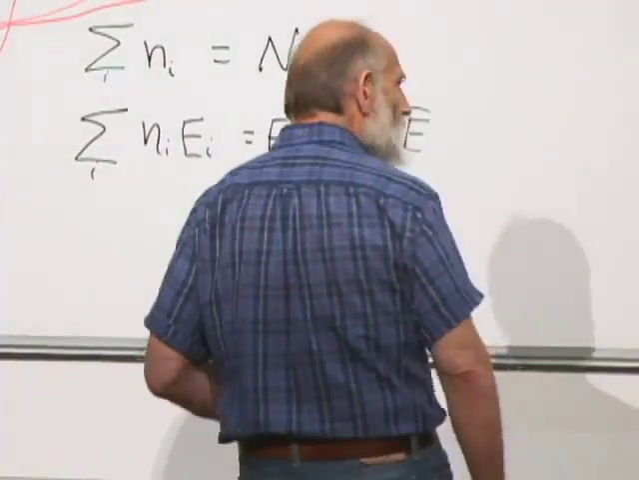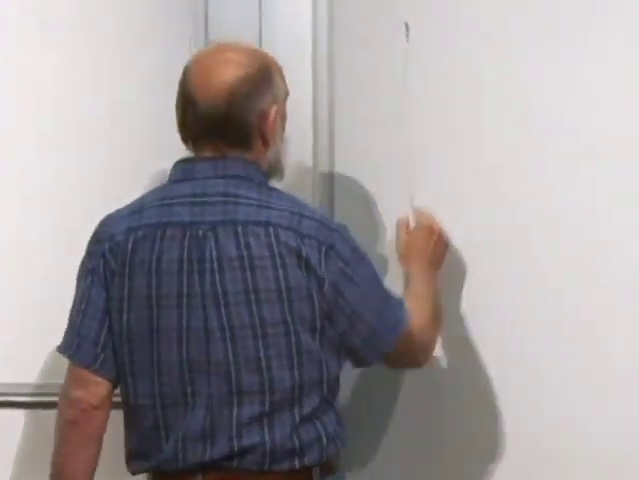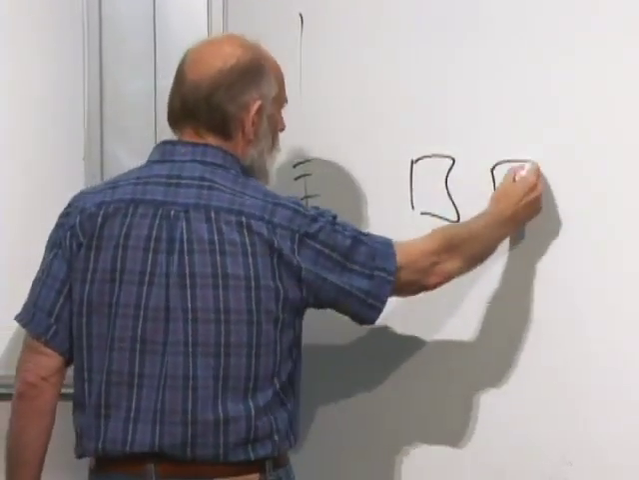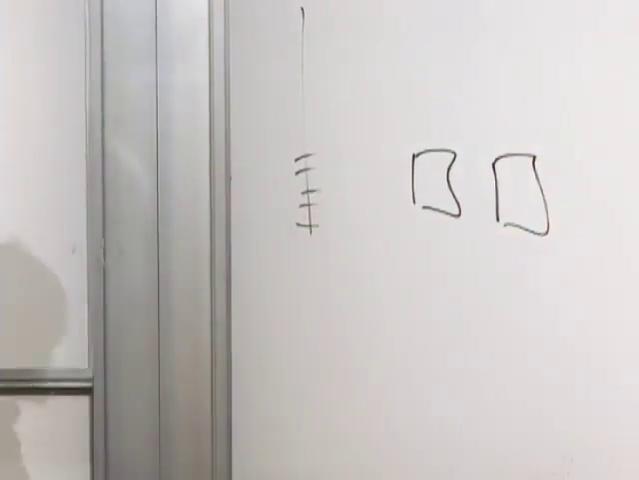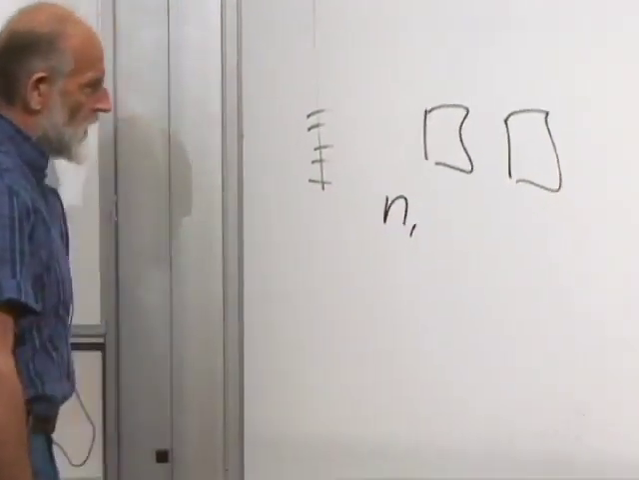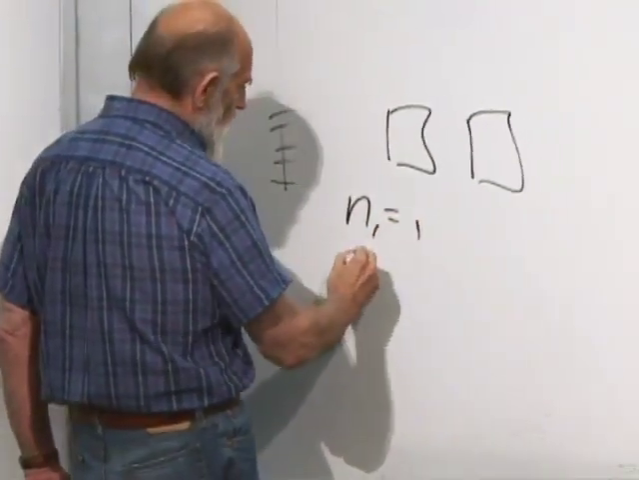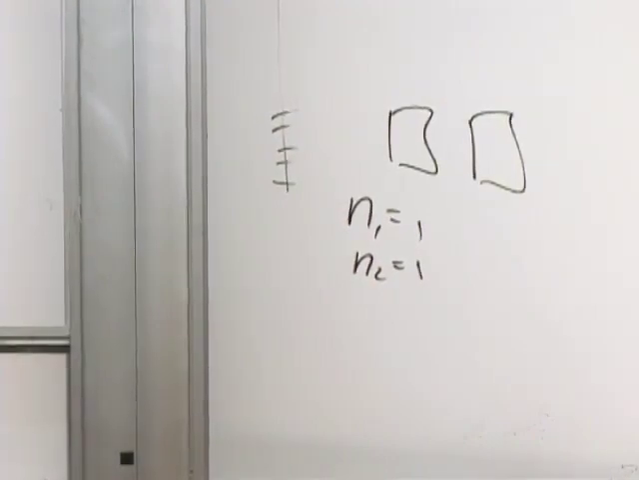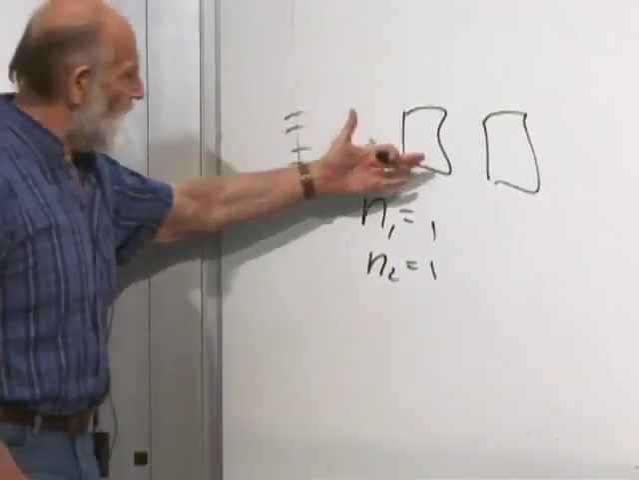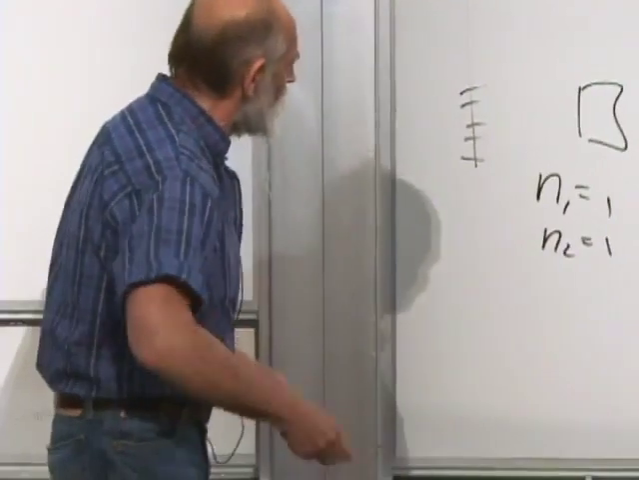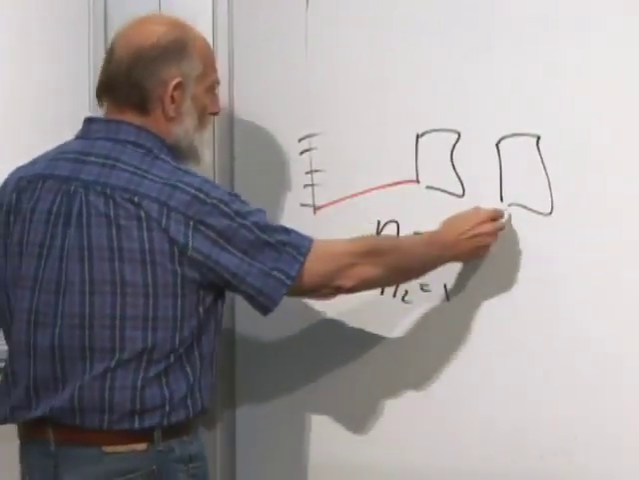Let me just give you a simple example. Supposing there are a bunch of states and only 2 boxes. And let me take the case N1, that's the ground state, equal to 1, and N2 equal to 1. How many ways are there that N1 can equal 1 and N2 equal 1? Just one way. Both boxes are in the first state, so we would represent that by drawing a line like that. 2 lines at this point.